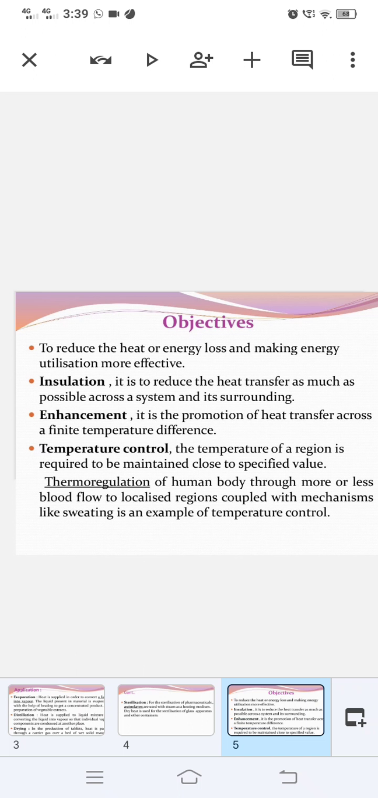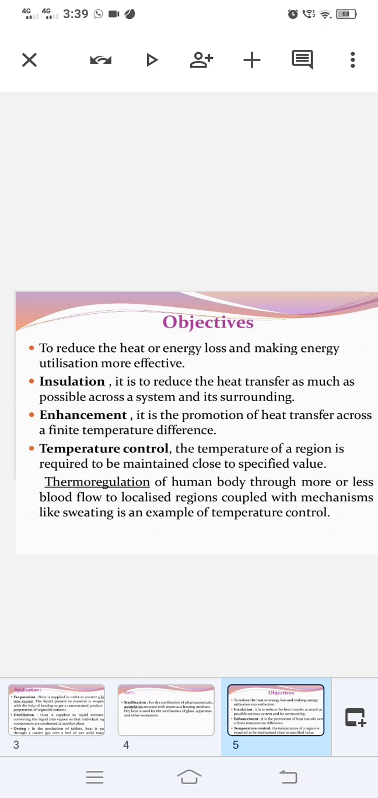Third one is temperature control. In temperature control, the temperature of the region is required to be maintained close to a specified value. Means, as you can understand by the heading, we are controlling the temperature in this part. Okay, now what can be the example for that?